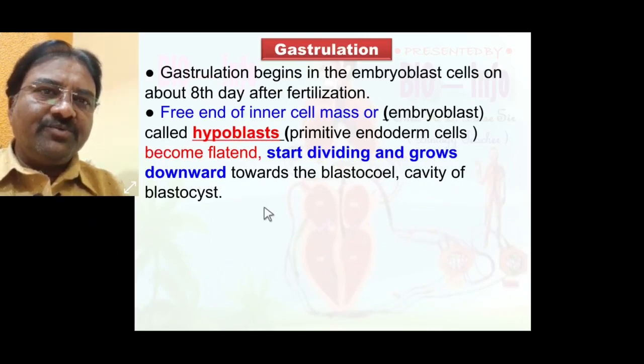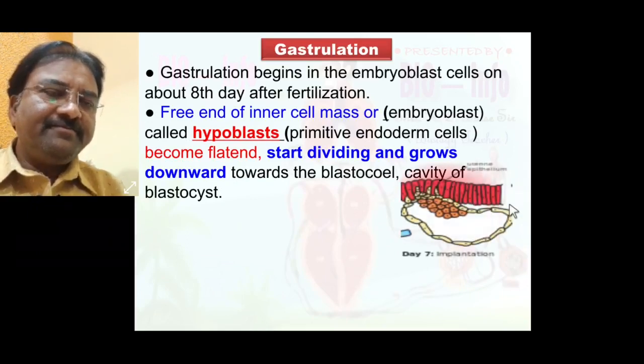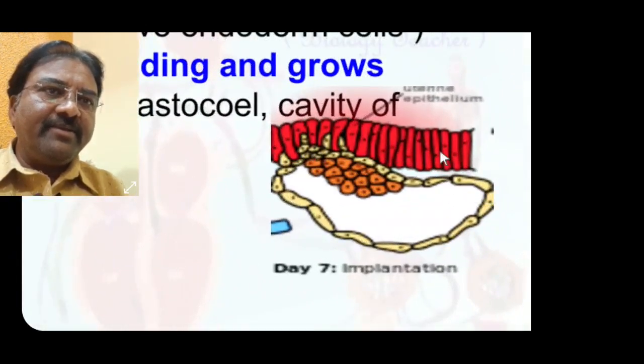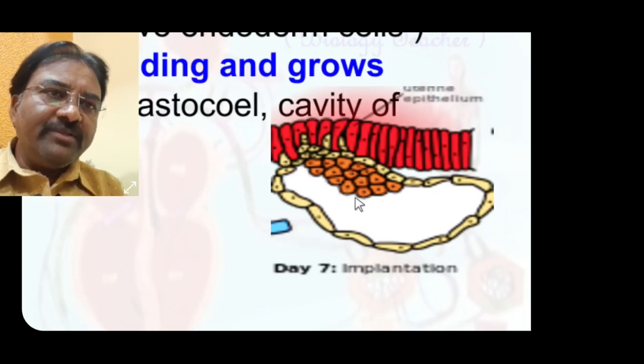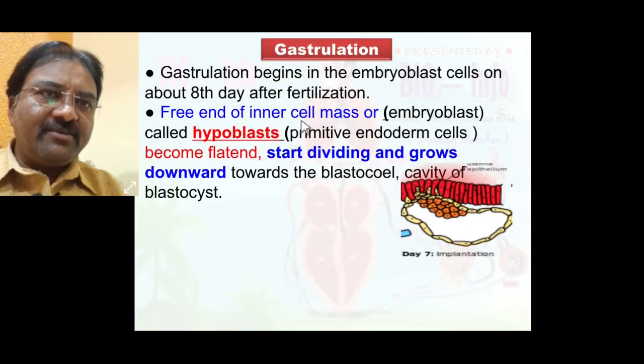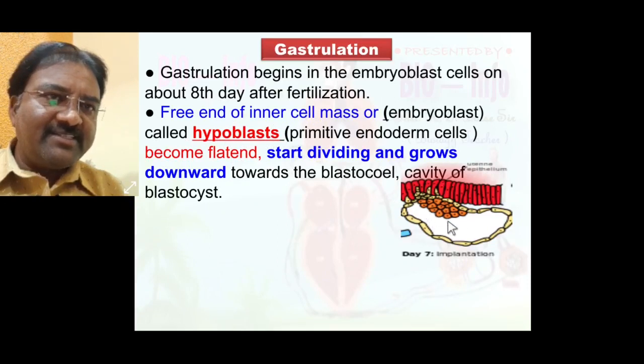Let me show with the help of a diagram here. This is the endometrium layer and this one is the blastocyst, with the trophoblast as the outer covering. Inside it is the blastocele cavity and the inner cell mass, called the embryoblast. Now these are the free end cells of the embryoblast. So the free end cells of the inner cell mass or embryoblast are called hypoblast. So these are the hypoblast cells.